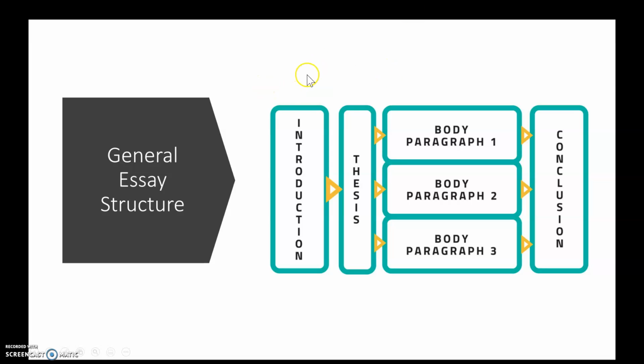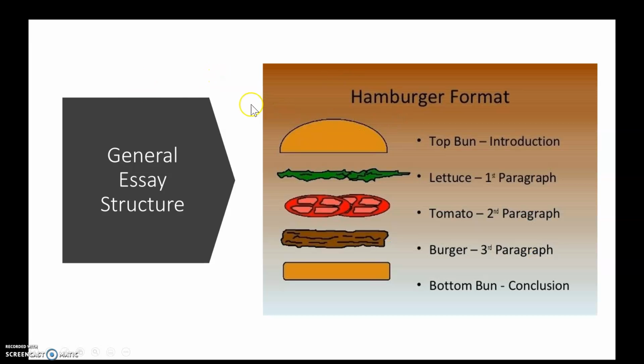So here's kind of the general structure of an essay. You have your introduction. At the end of your introduction is your thesis statement. And then you have your 3 body paragraphs, and then you end with your conclusion. Here's kind of the same thing with another hamburger. So your top bun is your introduction, your bottom bun is your conclusion, and in the middle is your fillings. This is very similar to the paragraph one we looked at earlier. Remember the topic sentence, transition sentence, and the exposition.